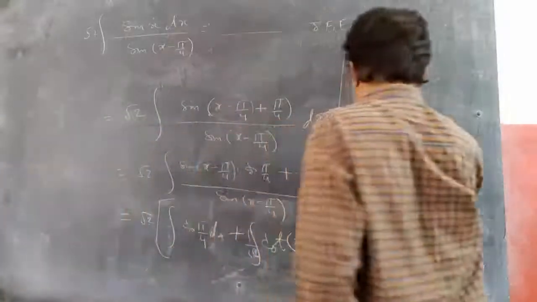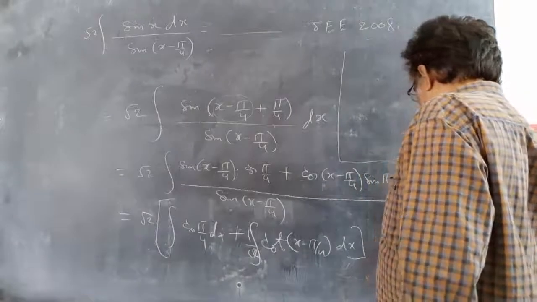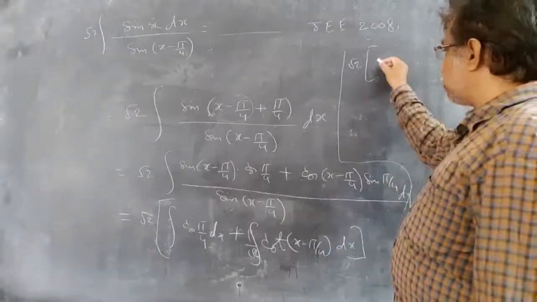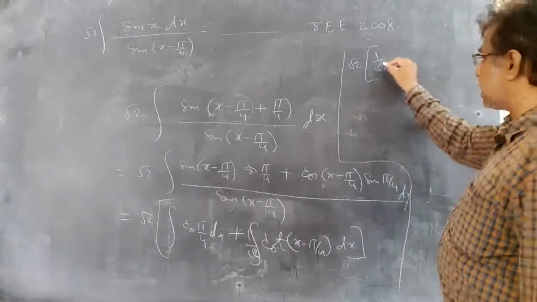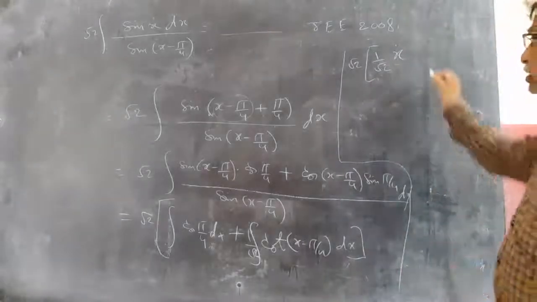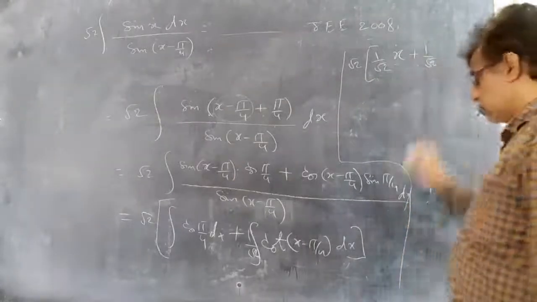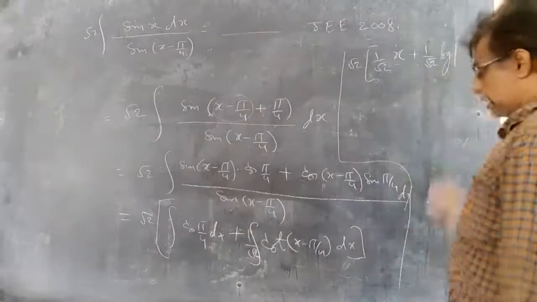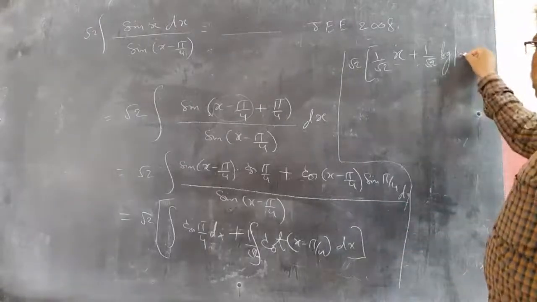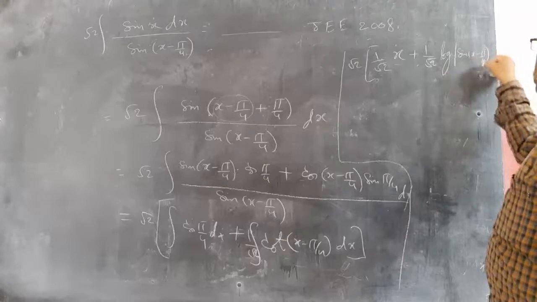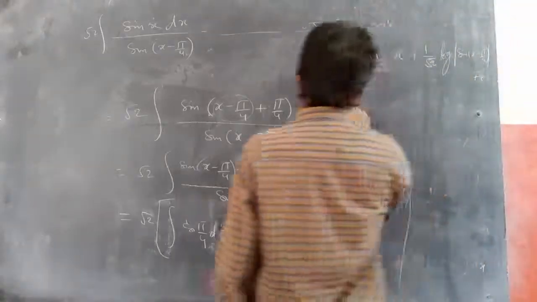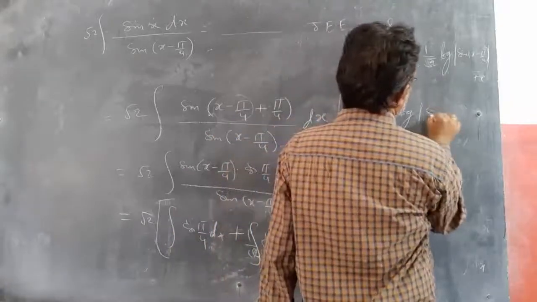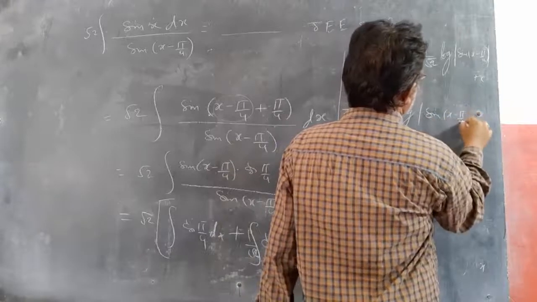Now this becomes root 2 into, cos pi by 4 is 1 by root 2 outside, integral of 1 dx is x, plus 1 by root 2 into integral of cot x, which is log mod sin x. So log mod sin of (x minus pi by 4) plus constant. If you multiply with root 2, it becomes x plus log mod sin of (x minus pi by 4) plus c.